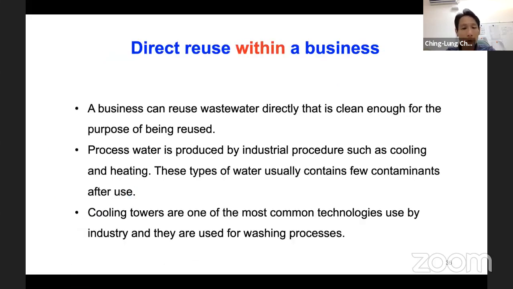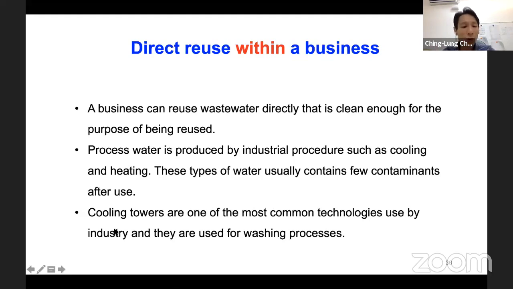And then this is direct reuse within a business. A business can reuse wastewater directly if it is clean enough for the purpose. The process water is produced by industrial procedures, such as cooling and heating, and this type of water usually contains few contaminants after use, so that is why the water is much more purified.